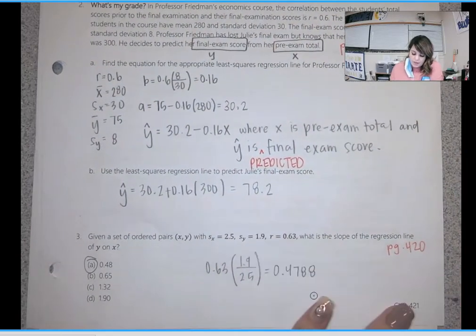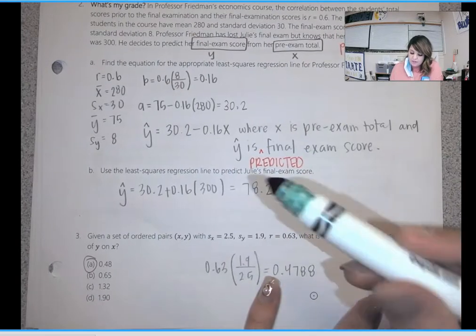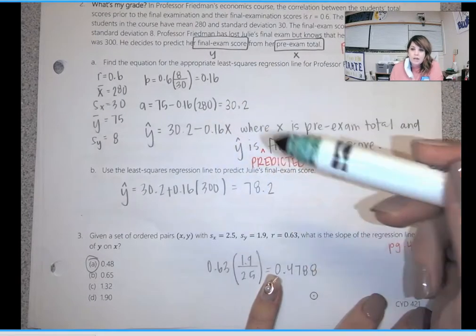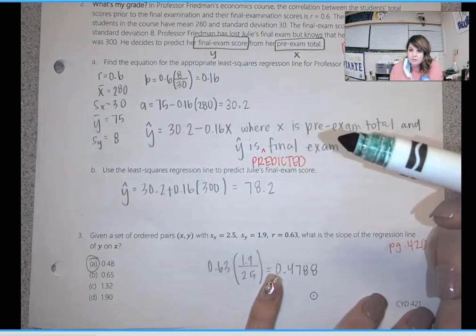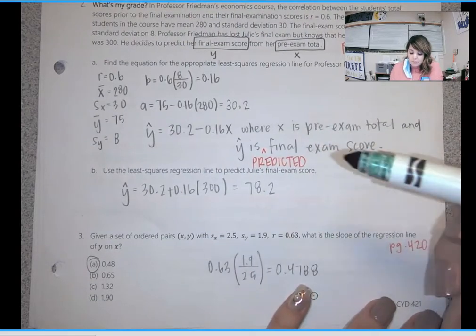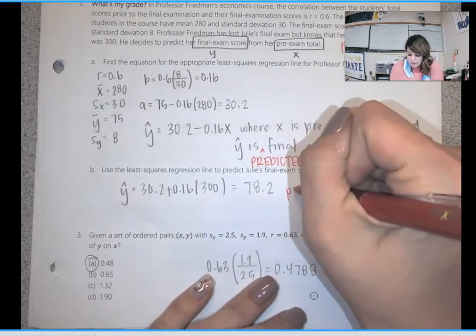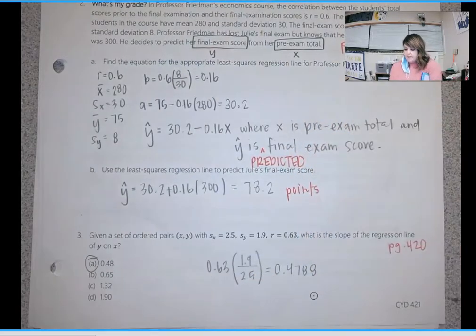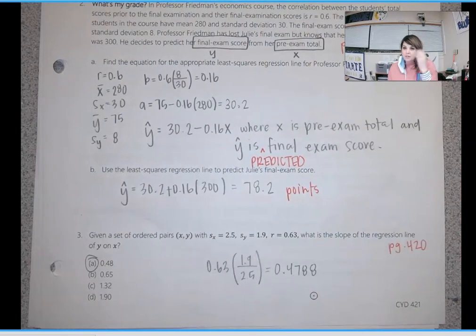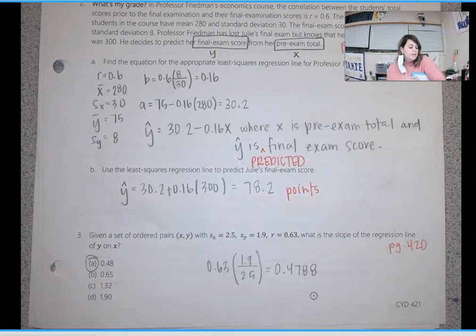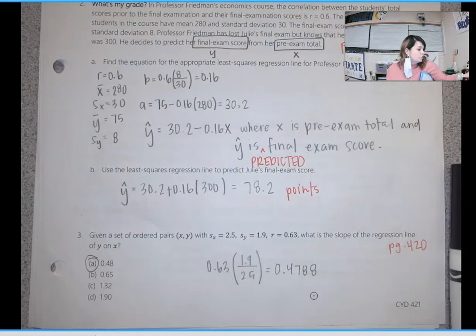B, use the line to predict Julie's final exam score. I got 78.2. Depending on how you rounded your line, yours might be a little bit different than mine, but probably very, very close. There's no real units here. I guess you could say points. And there's no interpretation. So if they asked you to predict a value, you show your work. Make sure that you always show your work. And then on your answer include units, but then there's no interpretation after that.